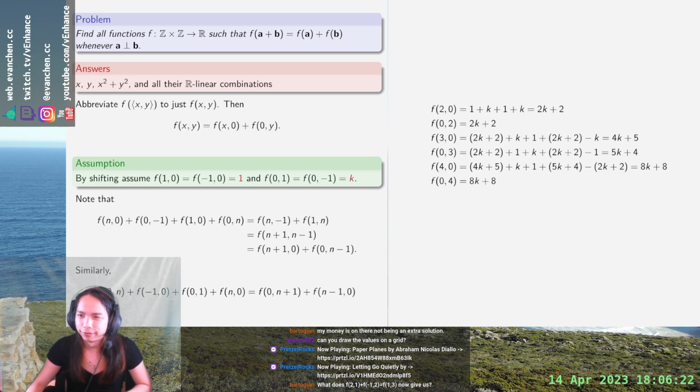So okay, we'll get to 5, all right? And I think after that we can get one more relation. F of 5, 0 is f of 4, 0, which is 8k plus 8, plus a 1, plus a k, plus a k plus 1. And then f of 0, 4, which is, yes, 8k plus 8, minus f of 0, 3, which is 5k plus 4.